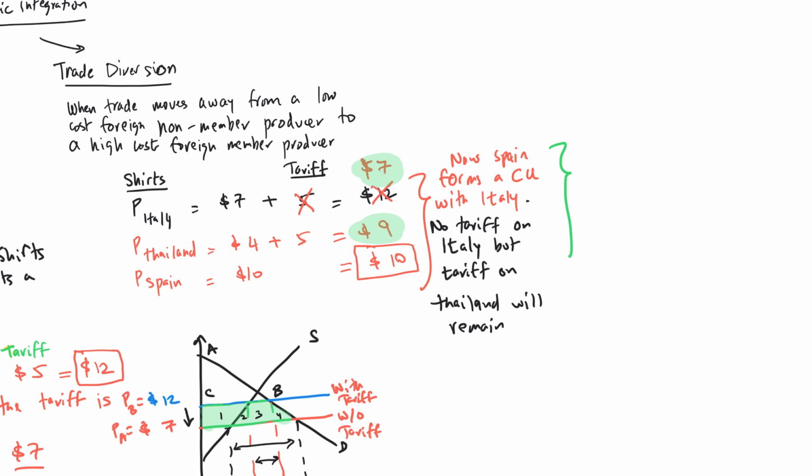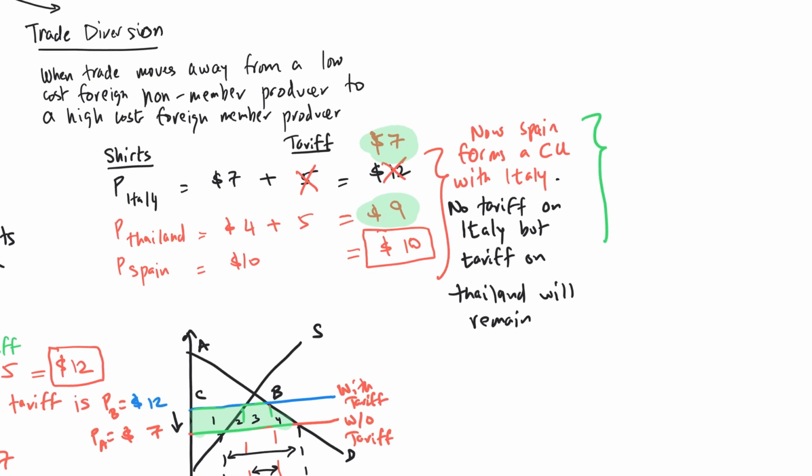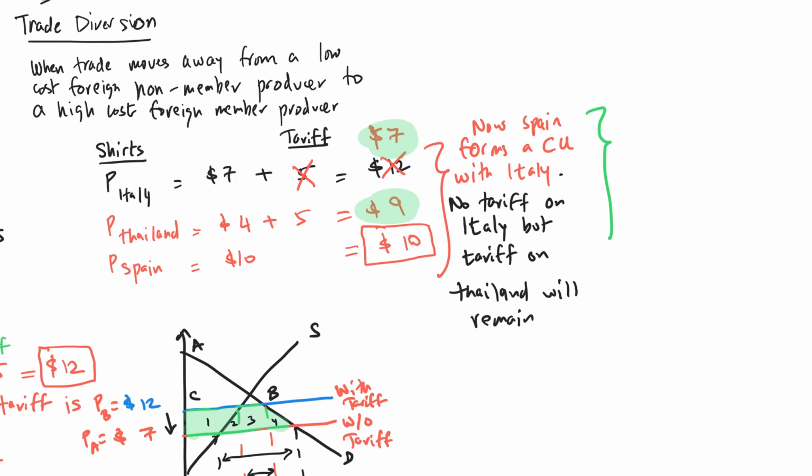But from a world perspective, we are moving away from an efficient producer, which is Thailand, to an inefficient producer who is now your member country. So that's why it's called trade diversion. Trade is diverting away from an efficient party to an inefficient party. Well, who's the efficient party? Thailand. But after tariff, it was not as competitive as Italy, which had the cost of $7.